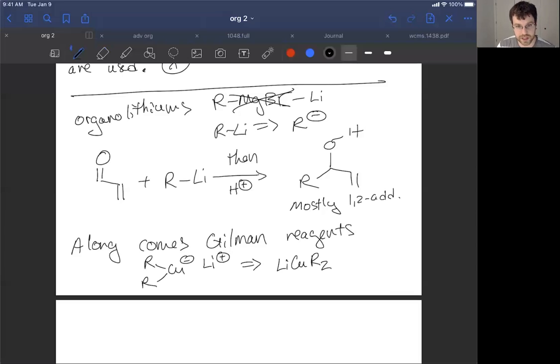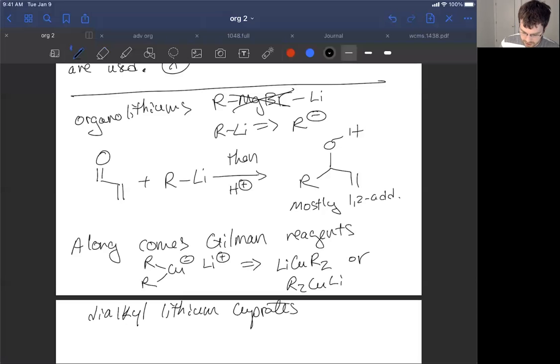Now, this isn't a transition metal class, so the copper really kind of screws up our intuition quite a bit, but these are dialkyl lithium cuprates or Gilman reagents. And what I want you to think about them as is they are R minuses that add to the beta position.